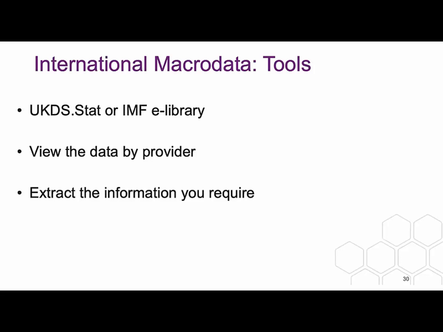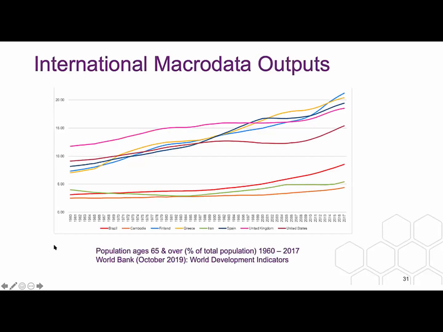But a really good one for this is a video called Accessing, Exploring and Visualizing Data in UKDS Stat. So that's a good place to get started if you're interested in international macro data. And then this is an example of an output that can be created using international macro data. This graph shows the population aged 65 and over between 1960 and 2017 in Brazil, Cambodia, Finland, Greece, Iran, Spain, the United Kingdom and the United States. And this uses data from the World Bank.